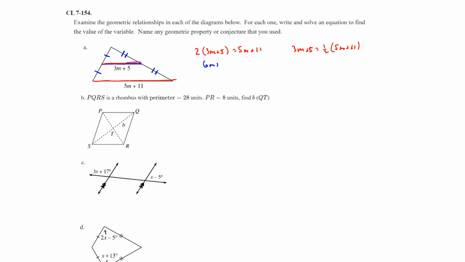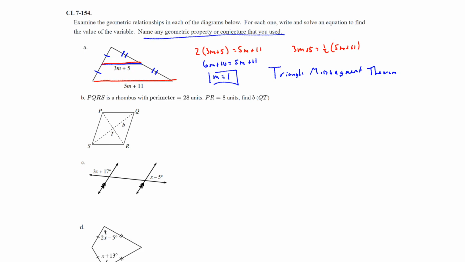This would be 6m plus 10 is equal to 5m plus 11. So if I subtract 5m, I get m. If I subtract 10, I get 1. So m is equal to 1. Alright, I added the triangle mid-segment theorem because it does say name any property or conjecture that you used.